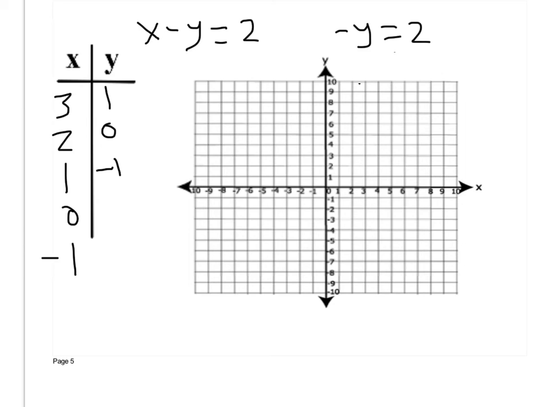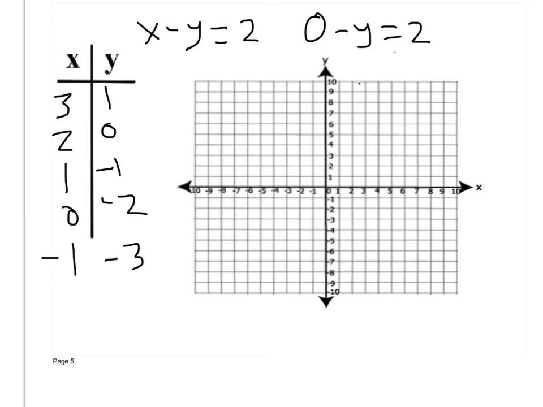Let's plug in 0. 0 minus y equals 2. What does y need to be, Nathan? Can't be 2. Negative 2. You see a pattern going on? Yeah, our x is going down 1, our y is going down 1. So if I plug in negative 1 for x, what does y need to be? Negative 3. Okay, and you can look. So it would be negative 1 plus 3 would be 2. Okay, easy.